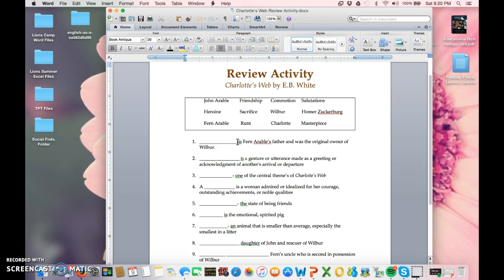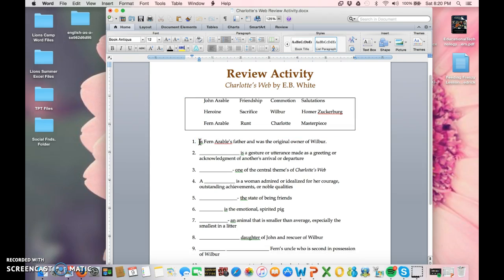Okay. Number 1. Blank is Fern Arable's father and was the original owner of Wilbur. John Arable. Correct. Okay. So now we will highlight him. So we are done. Okay. Number 2. Blank is a gesture or utterance made as a greeting or acknowledgement of another's arrival or departure. Salutations. Correct. Good job.